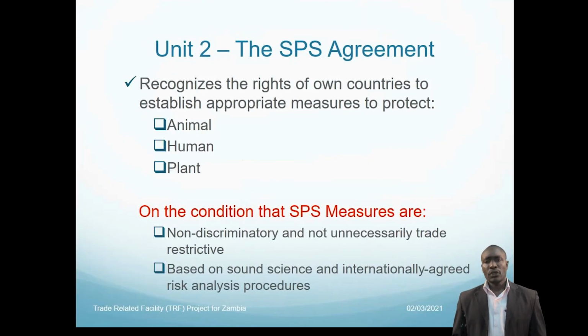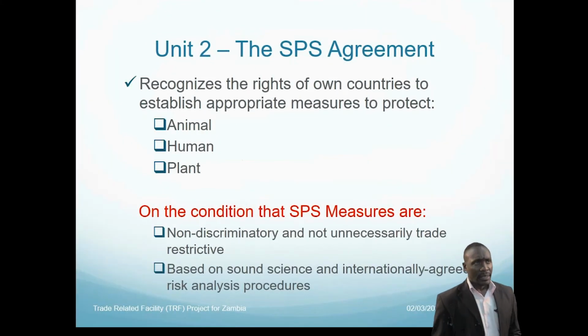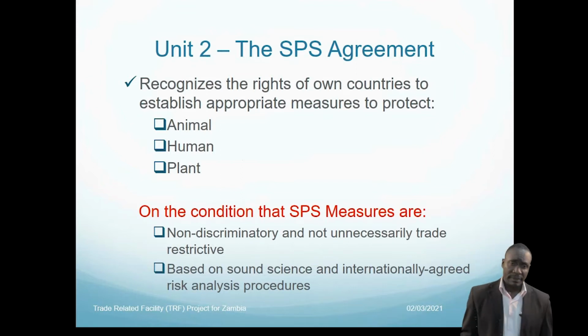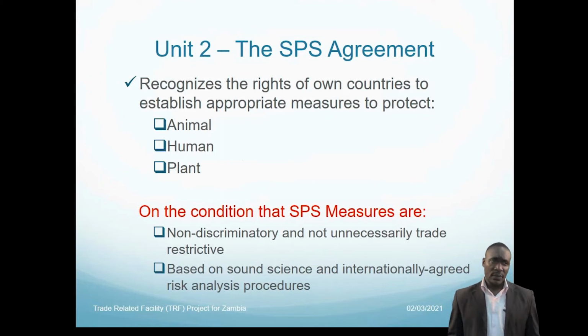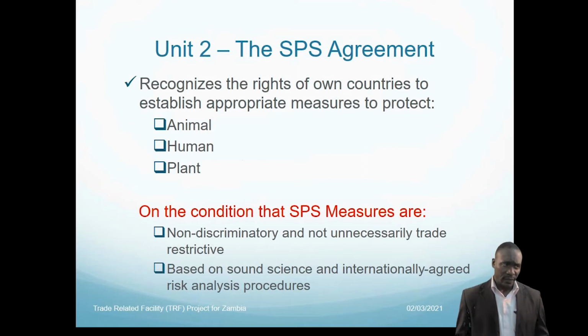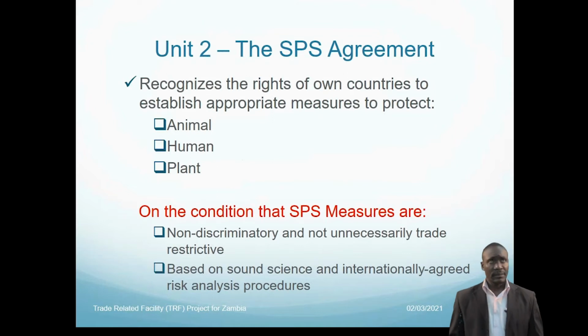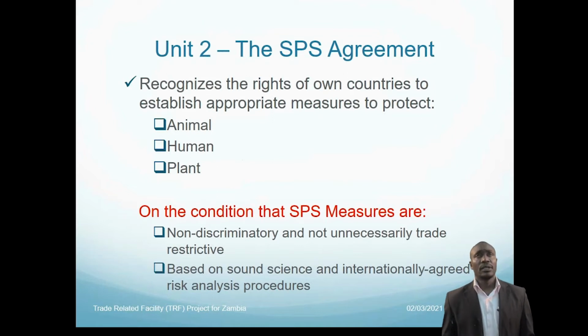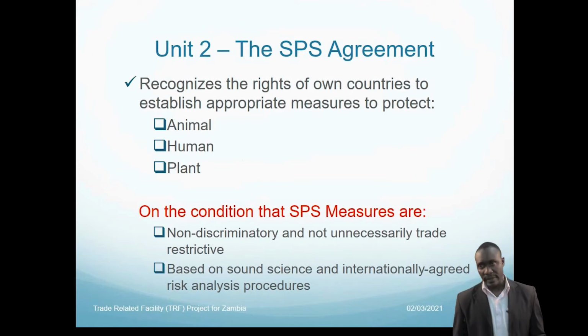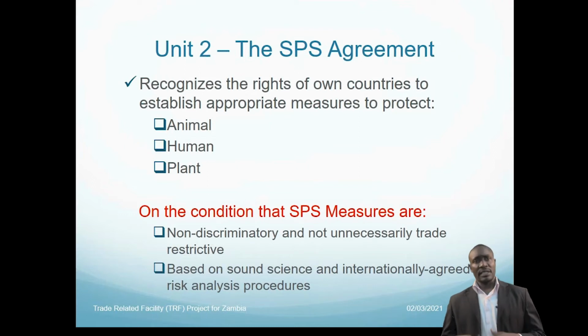Okay, so when we deal with the SPS, there are two things that we look into. Do you have legitimate objectives? Yes, we want to protect our environment, we want to protect our consumers. Fine. But are those objectives just discriminatory? Are they justifiable?